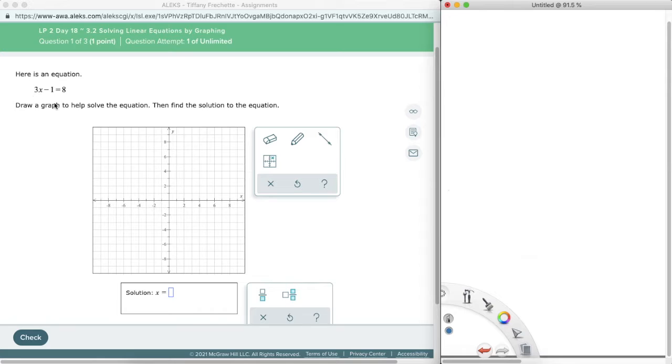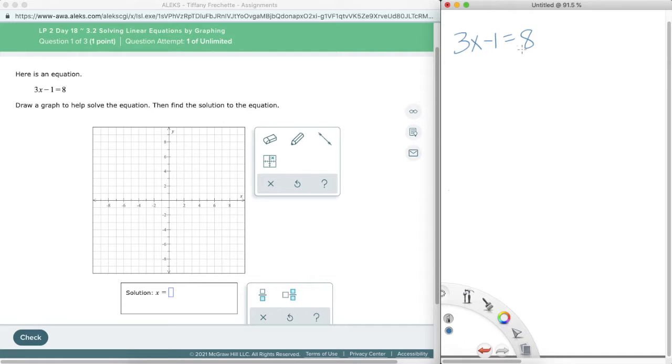This one's a little different because I don't see a y, and I'm going to explain that in just a second, because we do have an x-y coordinate grid here, so I know I have both. And it's this graph, draw a graph to help solve the equation, then find the solution to the equation. So in this situation, what we want to do is take this and make it equal 0, meaning I want to move everything to one side of the equation.